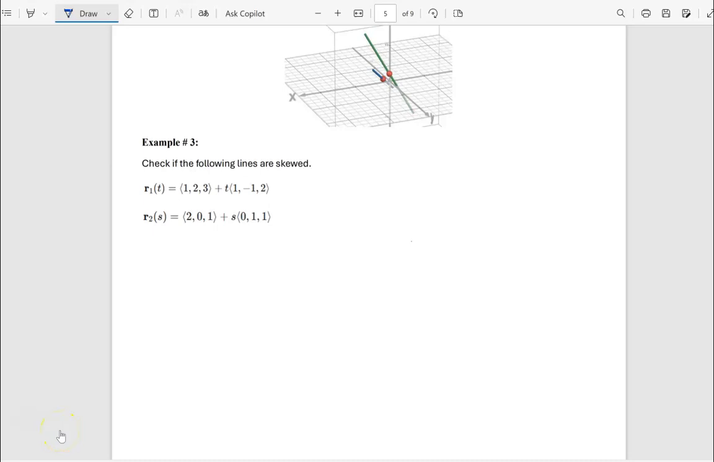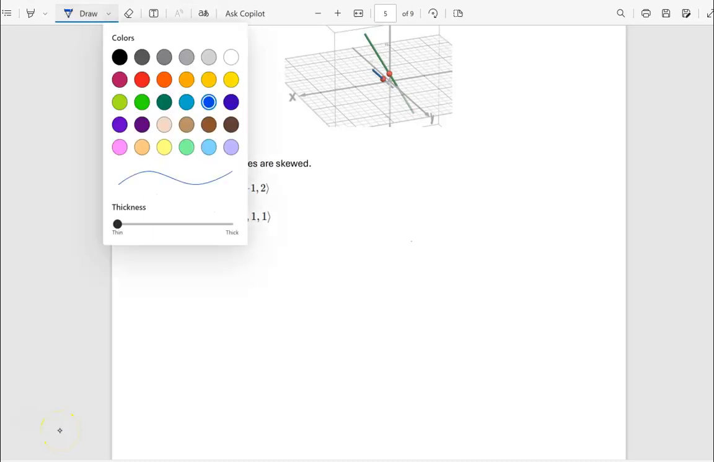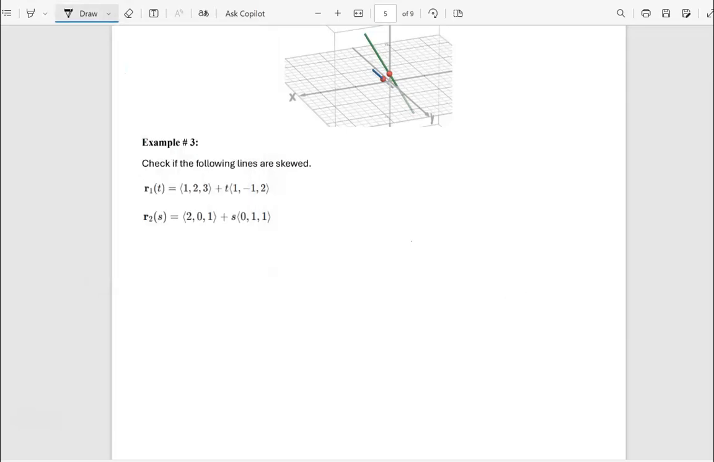Hi class, let's take a look at example 3. Now for example 3, we're going to check if the lines are actually skewed. Skewed means that they have no intersection, and here you can see what the actual picture is. Now in any case, you first have to check if they're parallel.